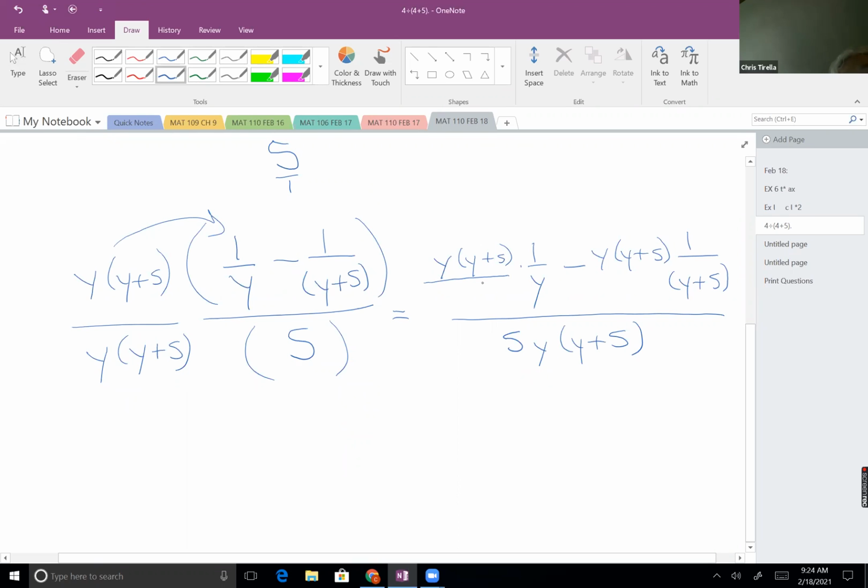But if I put this over 1, if you notice here, the y's would cancel out, divide out as I multiply. So that just becomes y plus 5. Here, if I put this over 1, you see how the y plus 5s would match up, and I'm left with just minus y. And in the denominator, just for a second, I'm going to leave that factor.